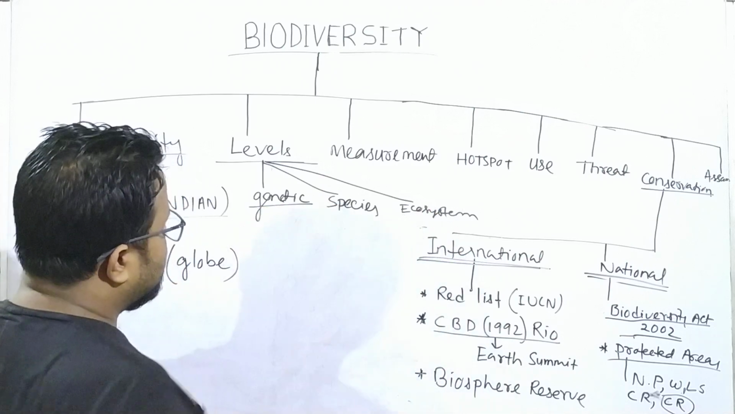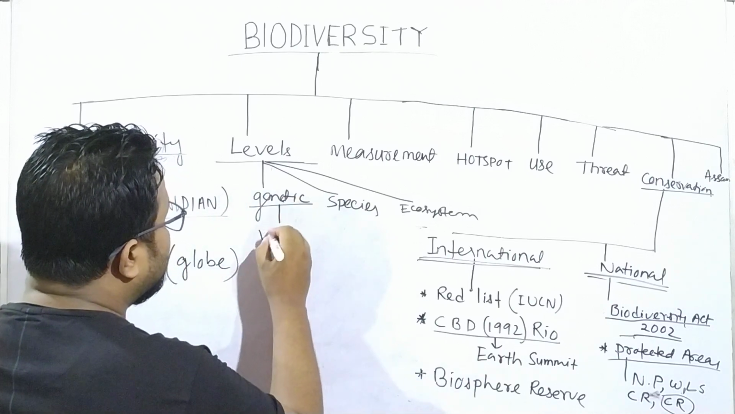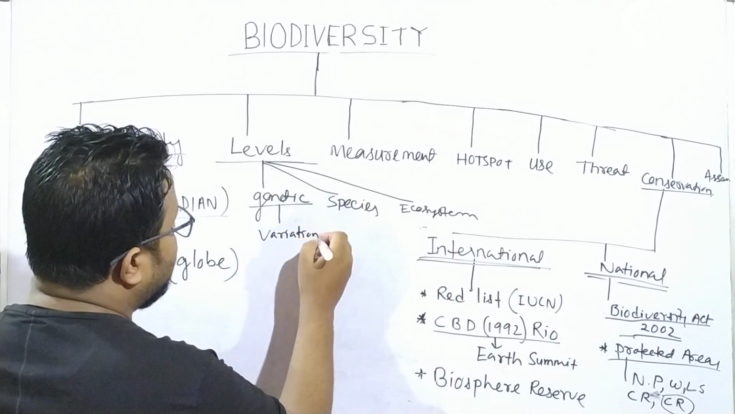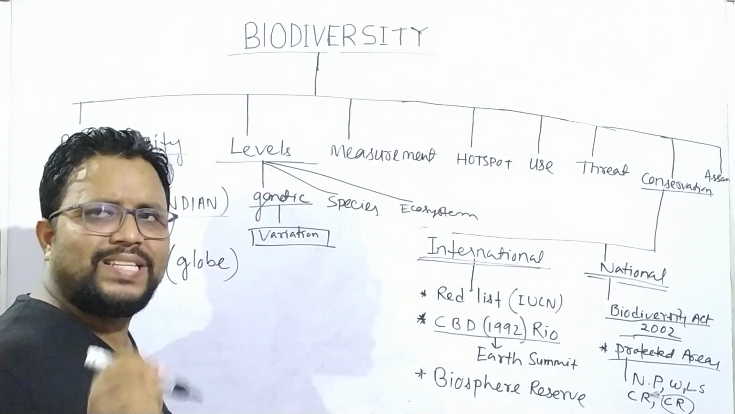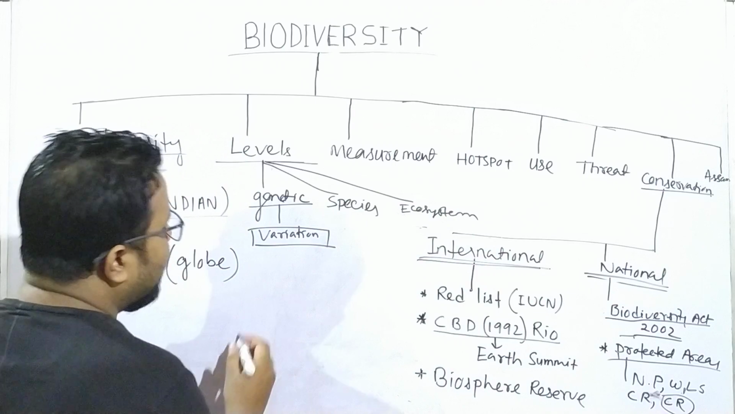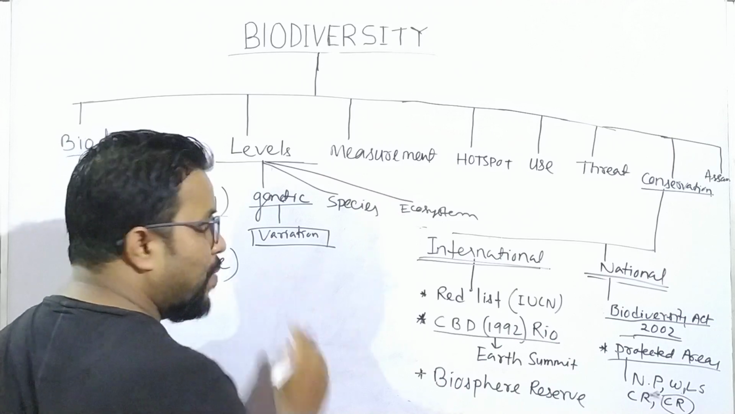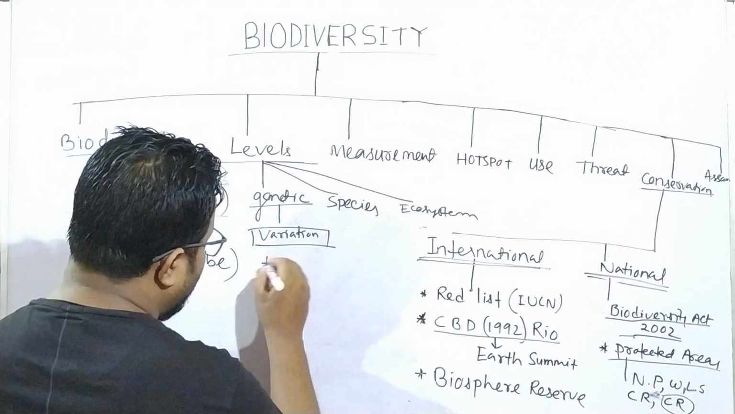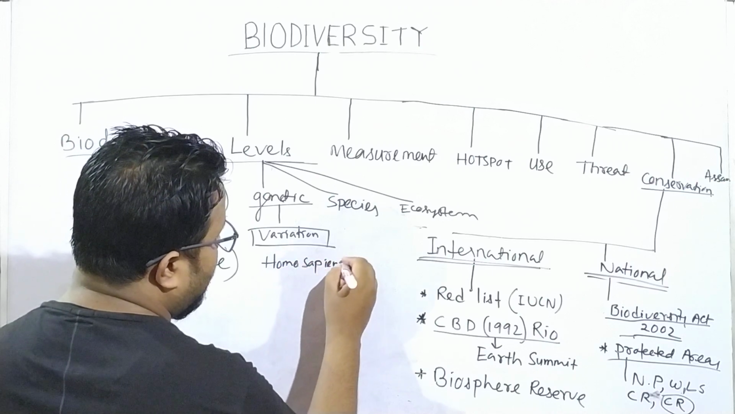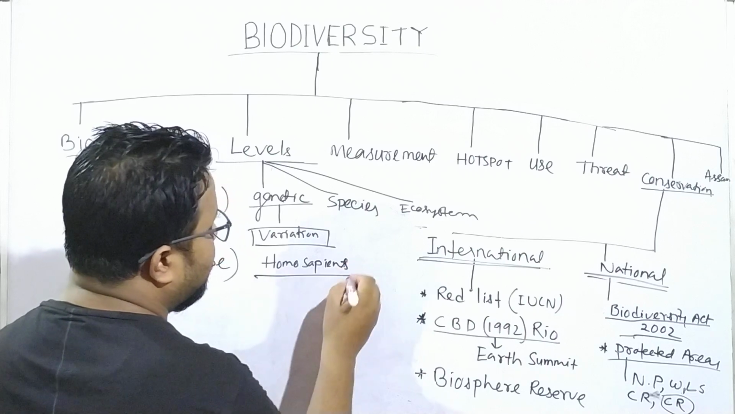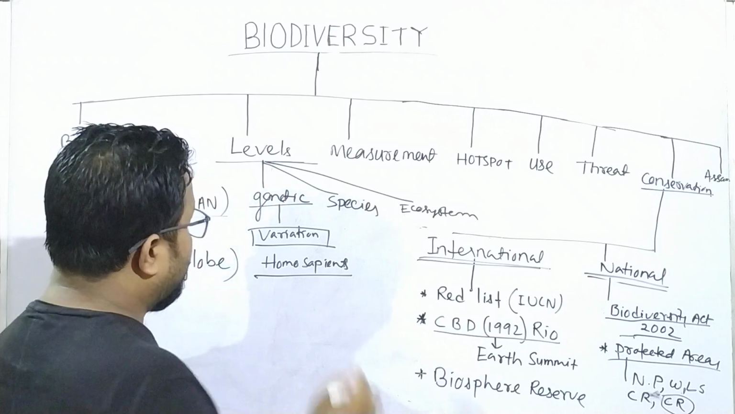Now, genetic biodiversity occurs because of variation of genes. Let me give one example. Suppose this is a human. The scientific name of human is Homo sapiens. The scientific name of mango is Mangifera indica. The scientific name of tiger is Panthera tigris.